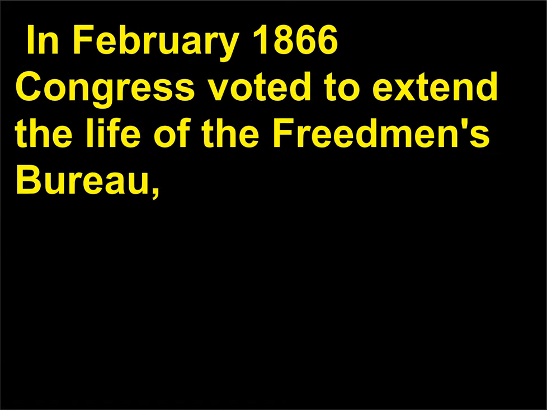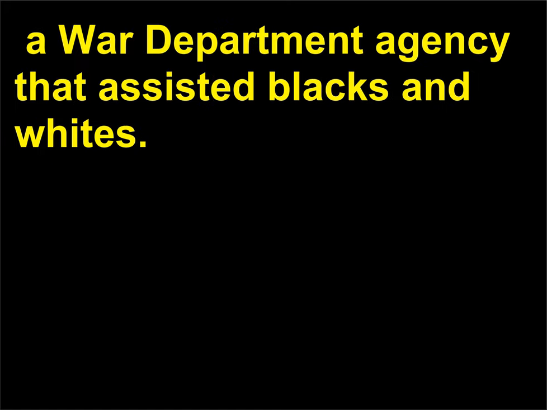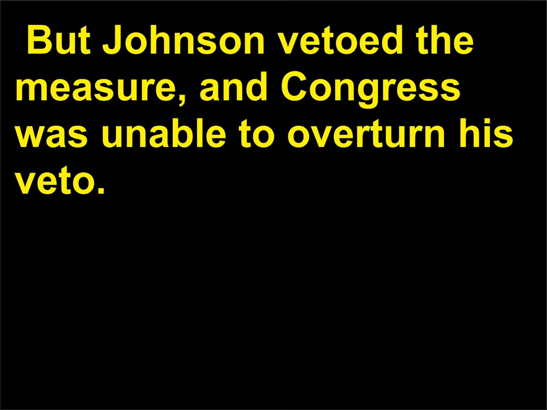In February 1866, Congress voted to extend the life of the Freedmen's Bureau, a War Department agency that assisted blacks and whites. But Johnson vetoed the measure, and Congress was unable to overturn his veto.